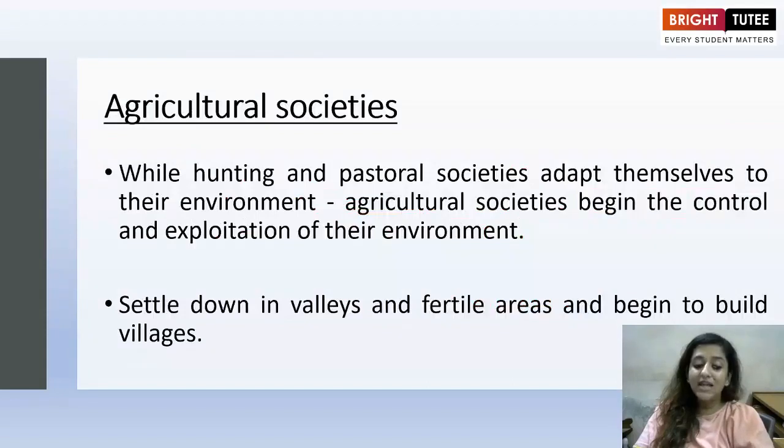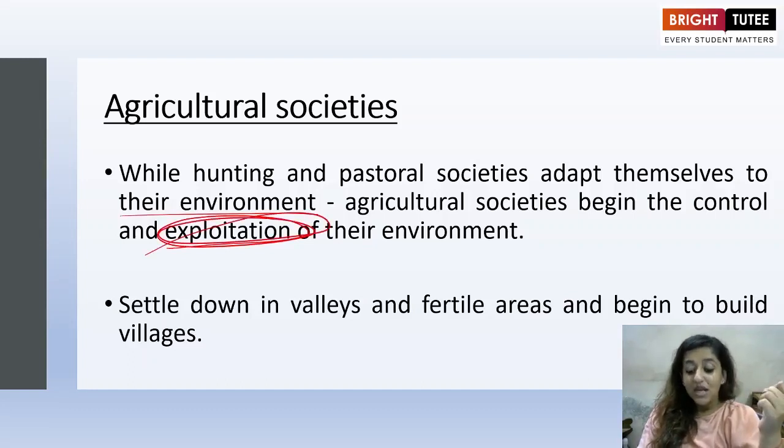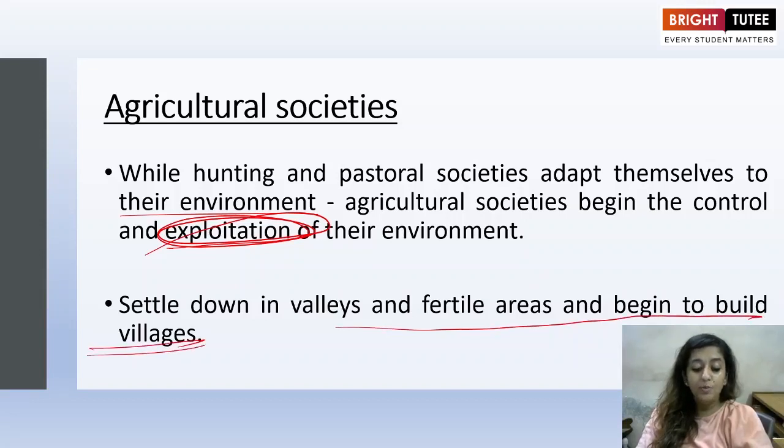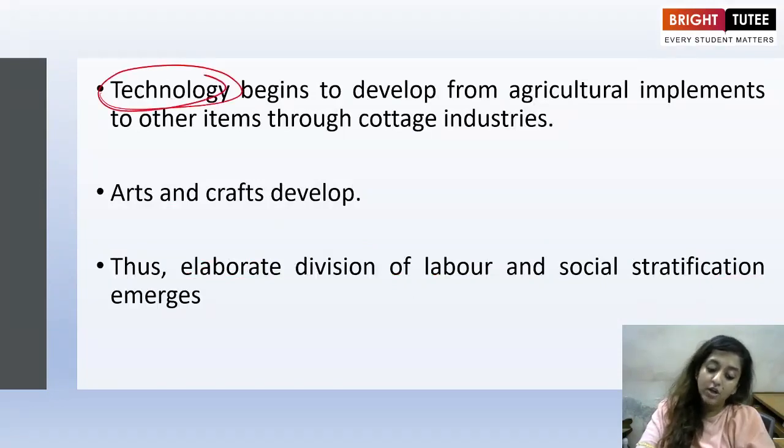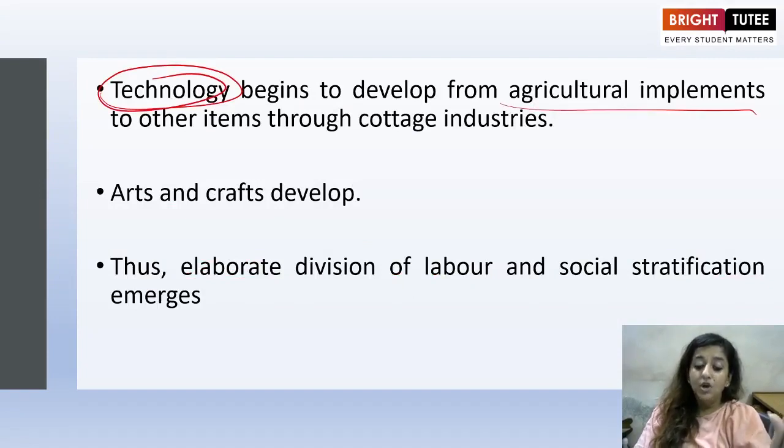Moving ahead are the agricultural societies. When you talk about the agricultural societies, while hunting and pastoral societies adapt themselves to the environment, the agricultural societies begin the control and exploitation of the environment, settling down in the valleys and fertile areas and beginning to build villages. Technology begins to develop from agricultural implements to other items through cottage industries.